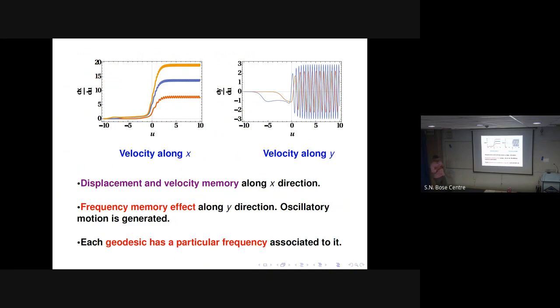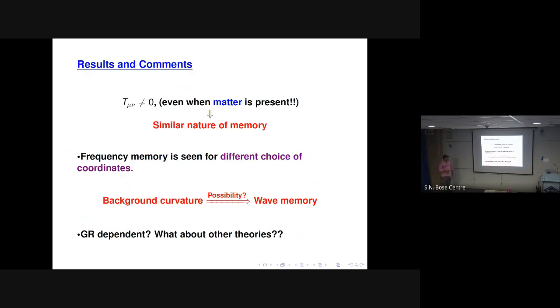So these waves are basically understood by this frequency memory. So this is the oscillatory motion that is generated. And you find that each geodesic has a particular frequency associated with it. So now we showed this for a cosmological constant, but even if you consider a matter scenario, you find a similar nature of memory effects. And this frequency memory that I talked about, the oscillatory generation, is seen for different choices of coordinates. So this led us to wonder whether there is a relationship between the memory effect and the background curvature.